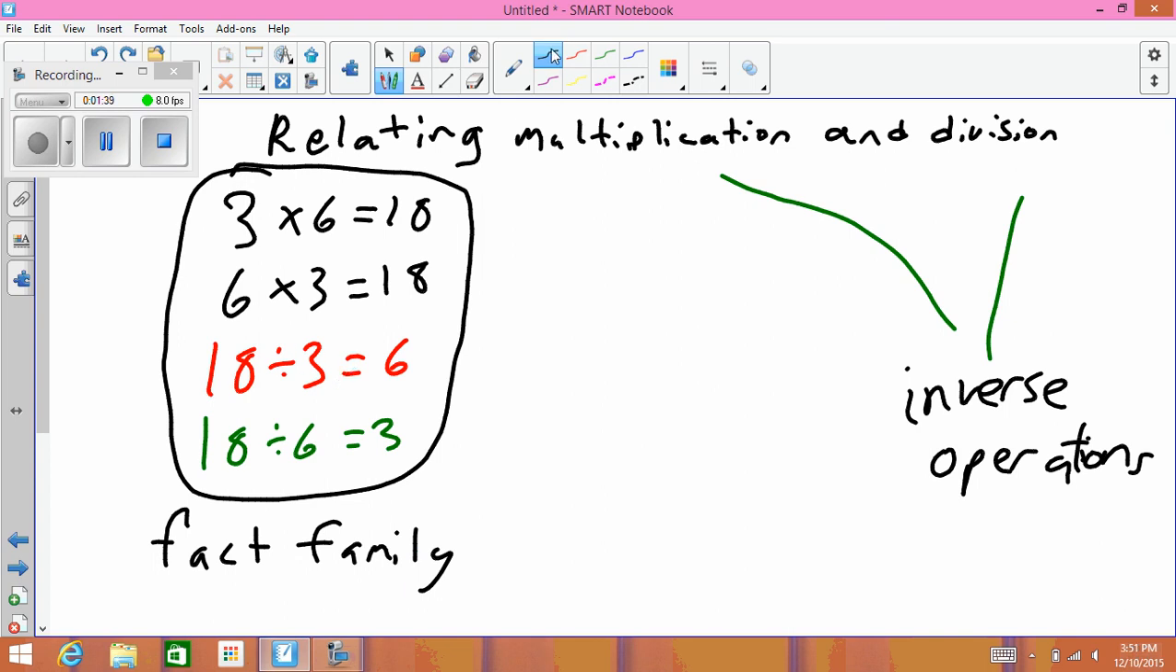So what we're going to do first, I'm going to build this first equation. 3 times 6 is 18. I'm thinking of that as 3 groups of 6. So I'm going to draw 3 groups of 6. So there's one group of 6. Here's my second group of 6.